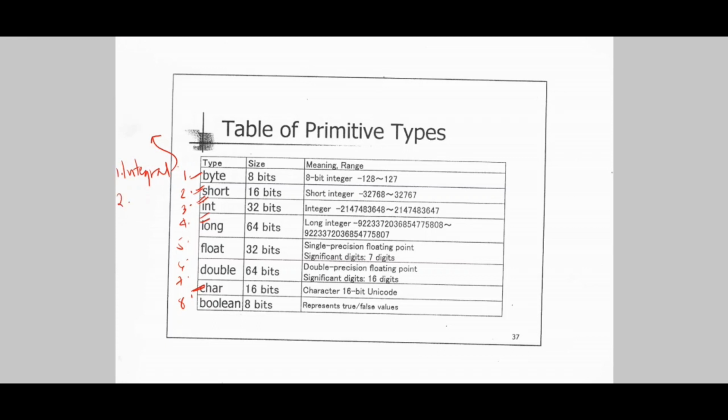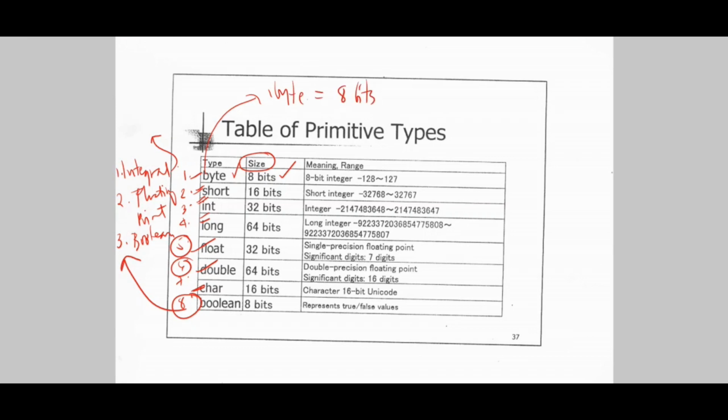Second is the floating point data types or the real numbers, which are number 5 and number 6, float and double. And the third group is the Boolean, where this one belongs. So for each primitive data type, these are the corresponding memory sizes allocated to each one. For byte, it occupies 8 bits. Remember that 1 byte is equal to 8 bits.